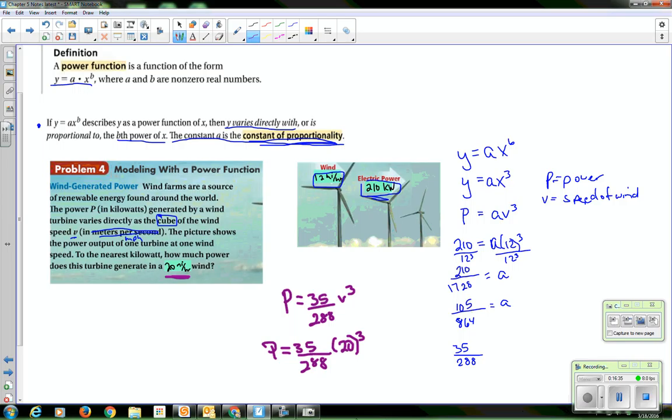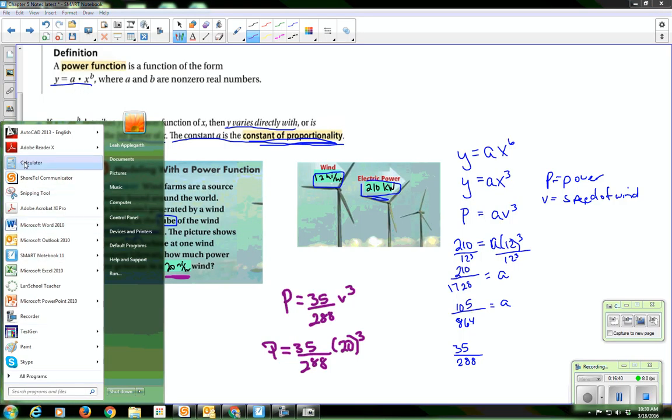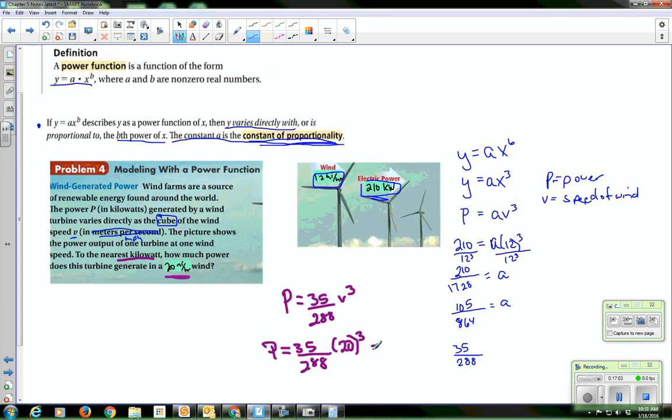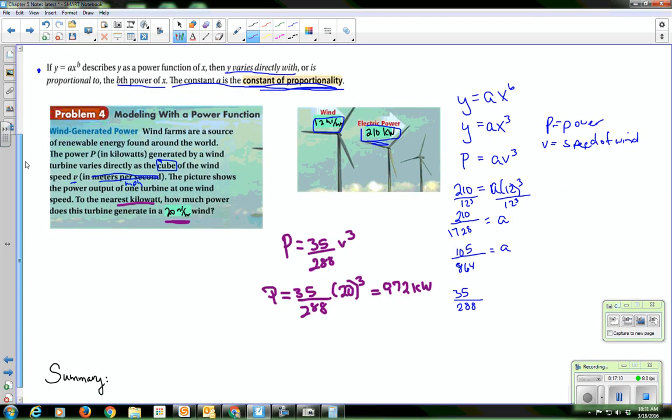So this is just a simple calculator chug. Make sure you know how to use your exponent button. Every calculator is a little bit different. So I'm going to go 35 divided by 288 equals, times parenthesis 20 cubed close parenthesis, equals 972 to the nearest kilowatt. So that's going to be equal to 972 kilowatts.